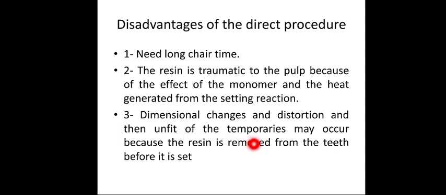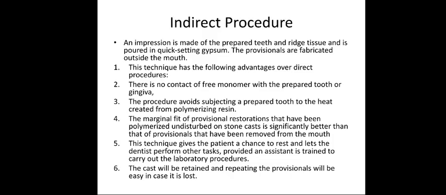And dimensional changes can be seen because we remove the temporary crown in the rubbery stage from the patient's mouth because of the heat. It is removed from the patient's mouth and completes the setting in the impression material, so dimensional changes and distortion may be seen, resulting in unfitness of the restoration.